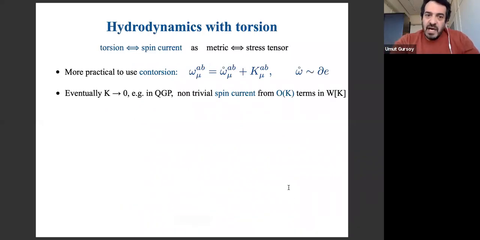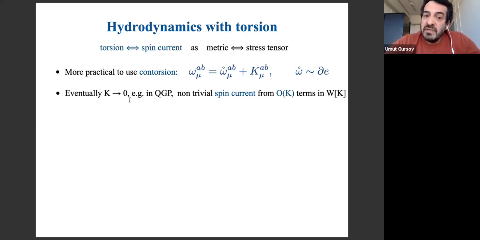Eventually, as I said, I will be sending contortion to 0 at the end of the game, because in quark-gluon plasma, there is no contortion. So this is just, if you like, a bookkeeping device to be able to derive this hydrodynamics. But in the end, we have to send this bookkeeping device to 0. You have to get rid of it, like a cutoff. But still, you will get some non-trivial spin currents. This particular, precise way of doing it is important, so as not to miss any terms in the constitutive relations, because there can be some terms that are order k, and there will be terms that are order k in this effective generating function.